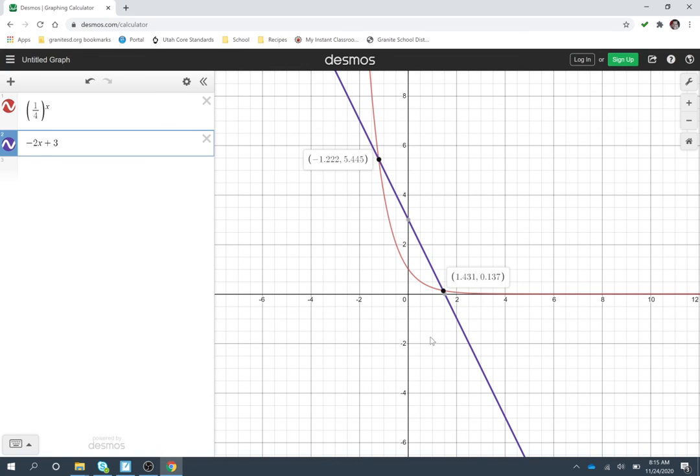So be careful when you're doing these. If you're graphing, you can have no solution if they don't touch. You can have one solution if they touch once, or you could have two solutions if they hit twice. And the solutions here would have been negative 1.222 and 1.431. So just be aware of that.